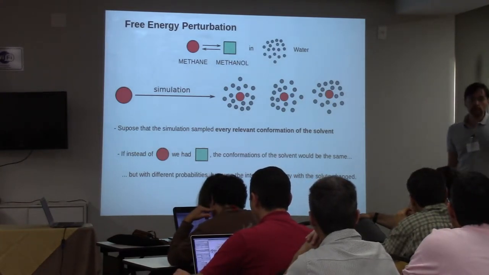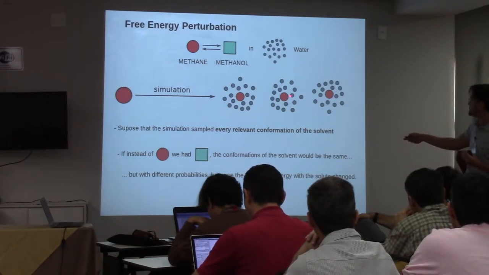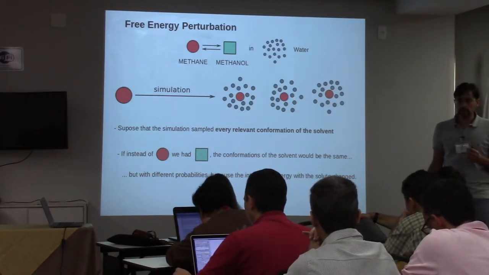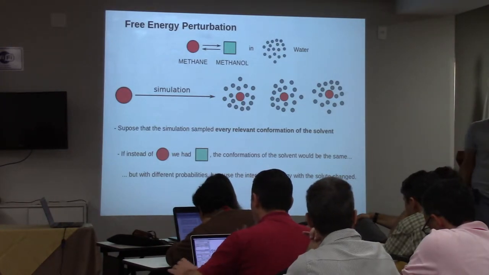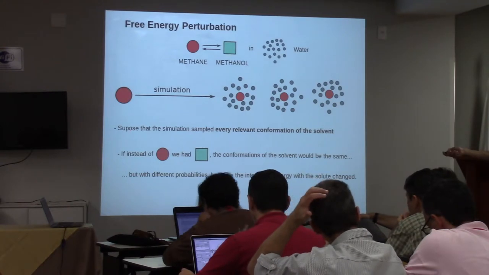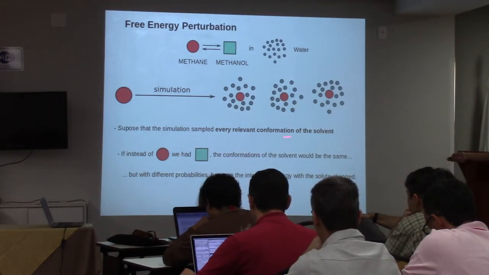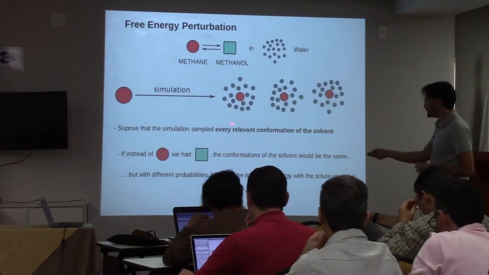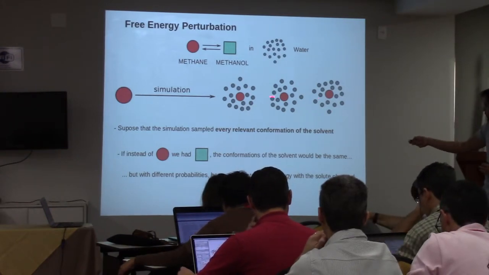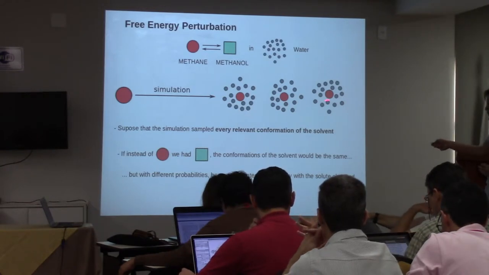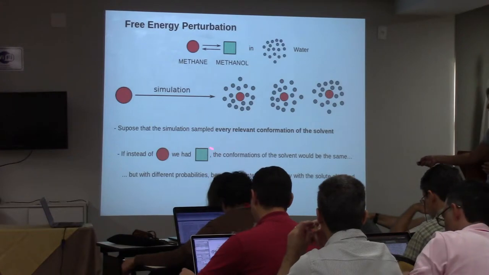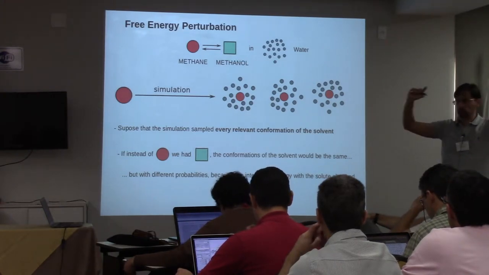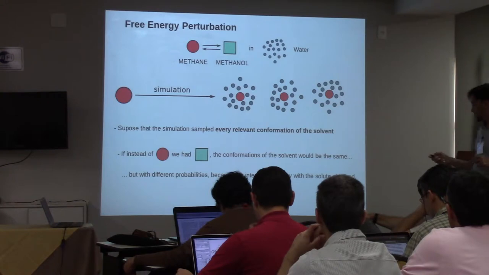There are some configurations which will be very unlikely. For example, if this water molecule overlaps with the red ball, this will be very unlikely because the energy of that configuration is very high. Anyway, we think that we have performed a simulation which is very, very long, in such a way that every relevant conformation of the solvent was sampled. Let's believe in that. If that's true, we can take this same simulation, without performing another one, and substitute the red ball by the green square. We get the same set of conformations, and we simply change the red ball by the green square.